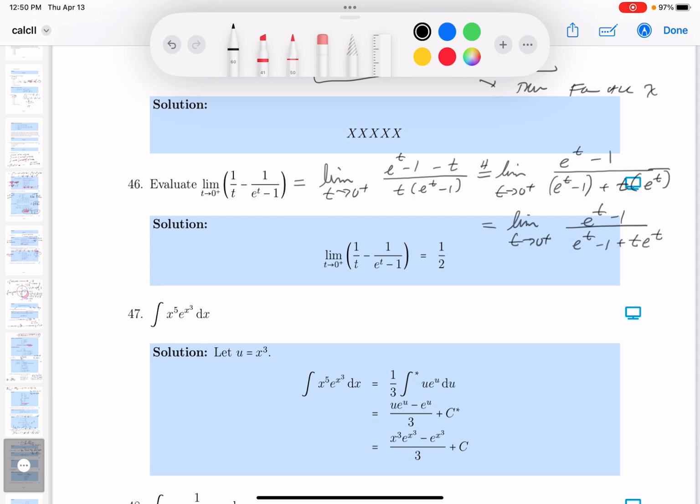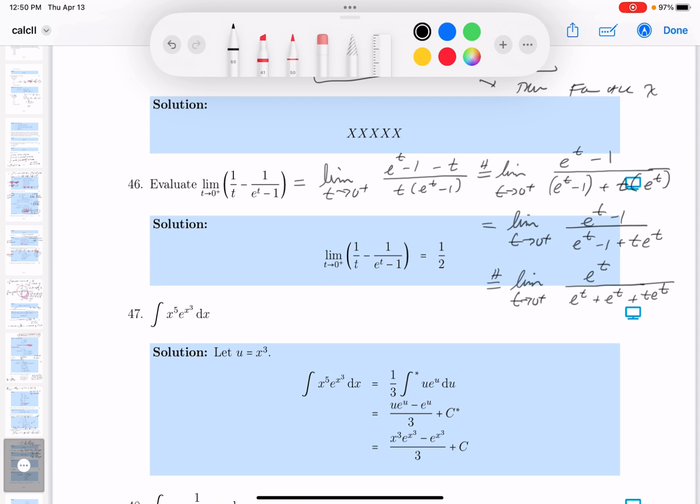All right, now looking at it again, going to 0 from the right side, the top becomes 0. The bottom, let's see, that's 0 again. I'm going to use L'Hopital's rule again. That's t goes to 0 from the right. On the top, you get e^t. That's nice. On the bottom, you get e^t, and then you're going to get, let's see, the derivative of t is 1, so e^t, and then you can get t e^t.